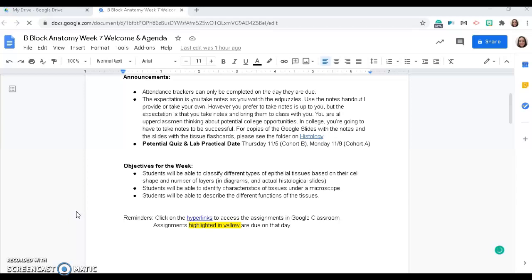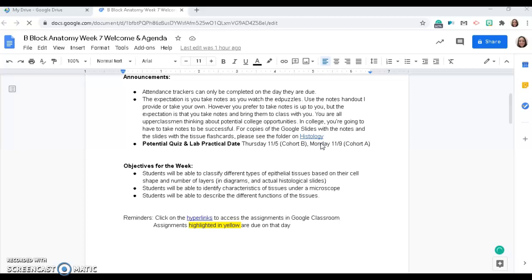There are copies of the notes and copies of slides with tissue flashcards. You can see the new folder that has been posted on histology. I'm trying to get another quiz and a lab practical in before the end of the quarter.